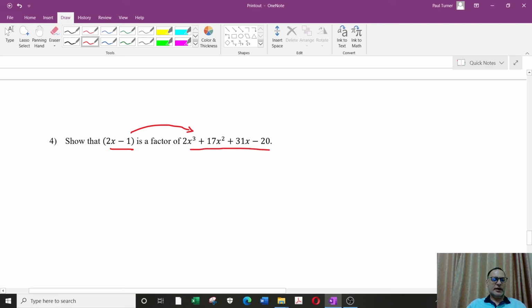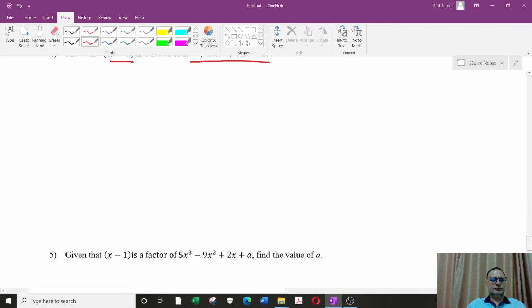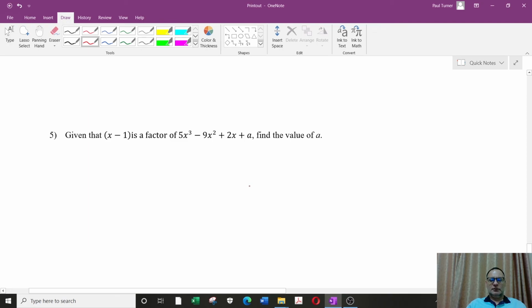Again, show that this is a factor of this polynomial here. Be aware you've got ax minus b form here. Okay, so this is like one of the examples. This is a factor of this polynomial, which is telling me that P of 1 equals 0. And do that like the previous example. Then you can find the value of a.